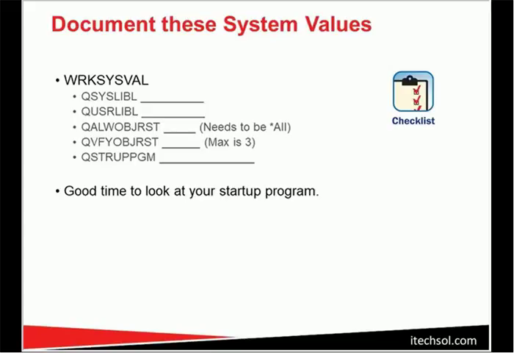Same thing, I want to look at the user library list. I want to see what's in there. I want to make sure that allow object restore is set to *ALL. I want to look at QVFYOBJRST, and make sure it's set to no higher than a 3, preferably a 1. If I do set it to a 1 or a 3, afterwards we'll make sure we reset it back. I don't like to leave it as a 1. I always like to at least put it back to a 3 after the upgrade.